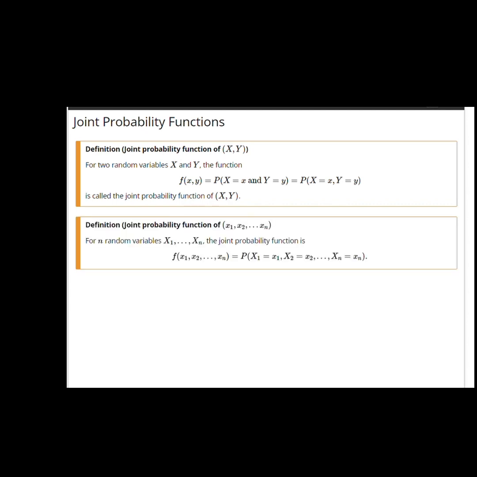If we have more than two, say little n random variables, capital X1 up to capital Xn, then the joint probability function is a function of n arguments, which again describes the probability of all possible combinations of values for those n random variables x1 up to xn. So f of x1, x2, up to xn represents the probability that capital X1 takes the value little x1, and capital X2 the value little x2, up to capital Xn takes the value little xn.